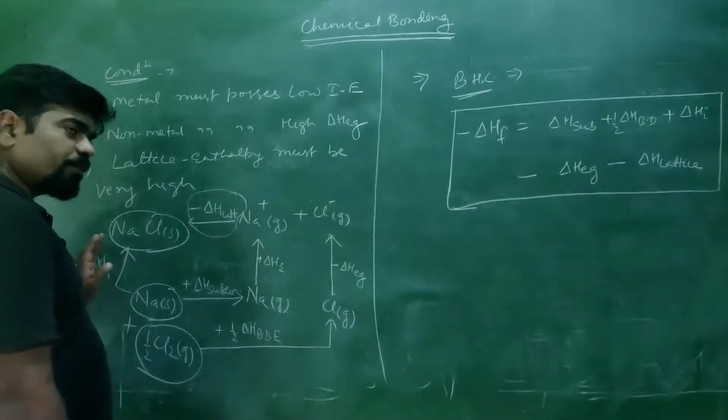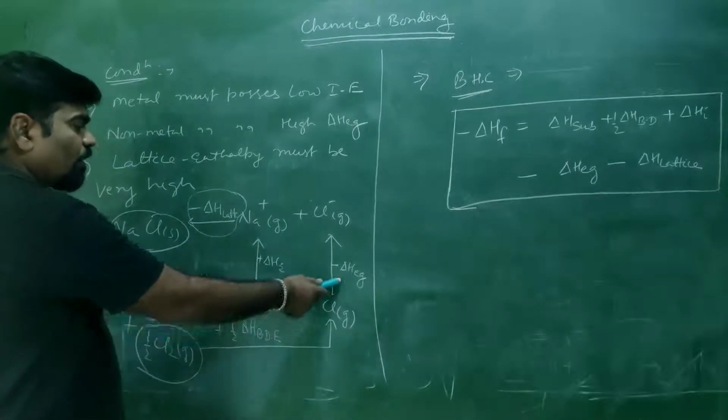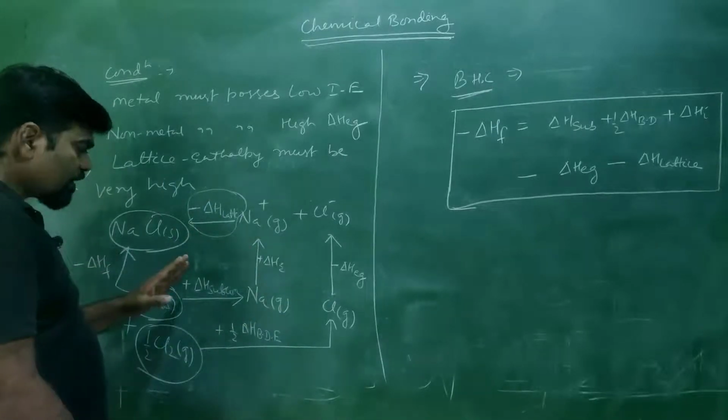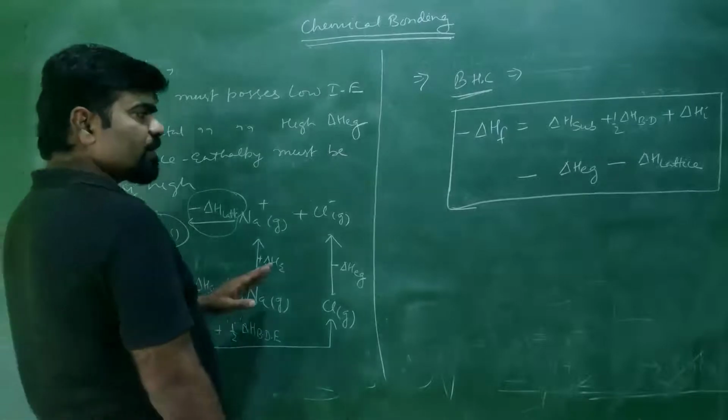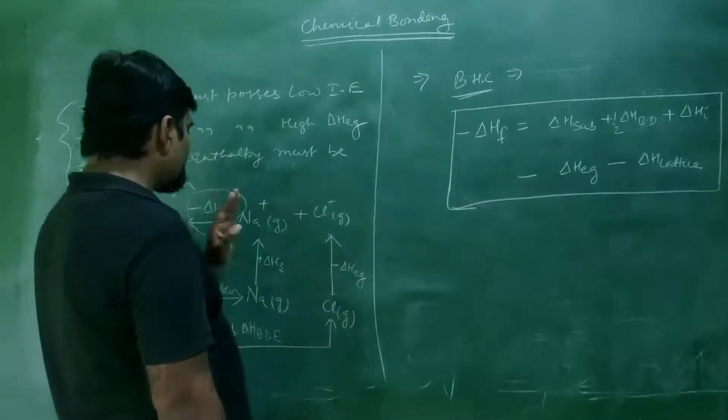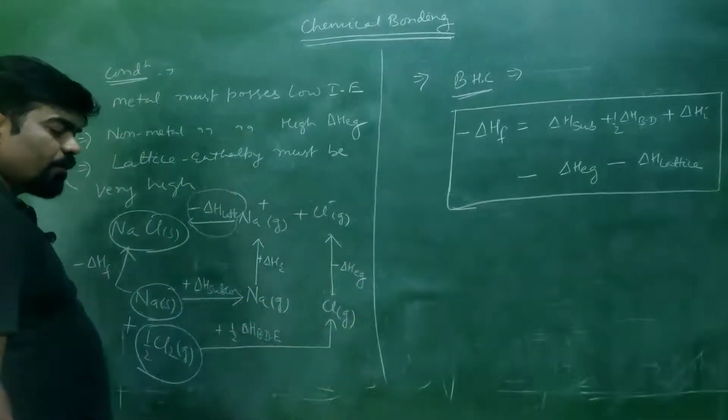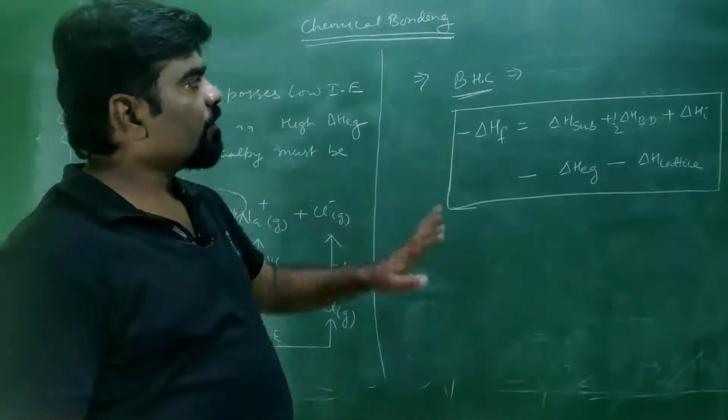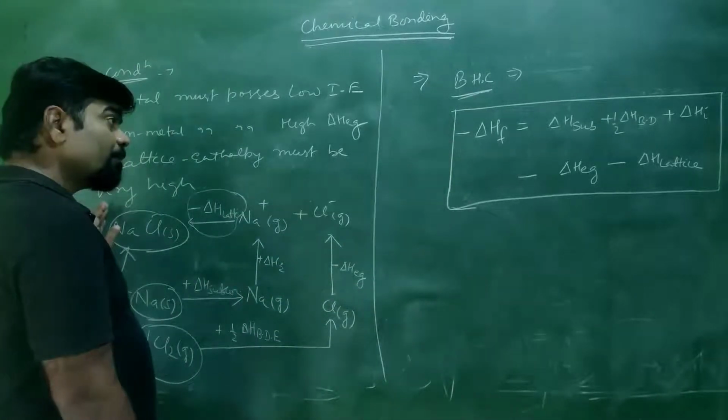This over here is the enthalpy of formation of sodium chloride. This enthalpy of formation must be the summation of all these enthalpies. So enthalpy of this plus enthalpy of this plus enthalpy of this plus enthalpy of this plus enthalpy of this will give you the enthalpy of formation of that particular ionic compound.